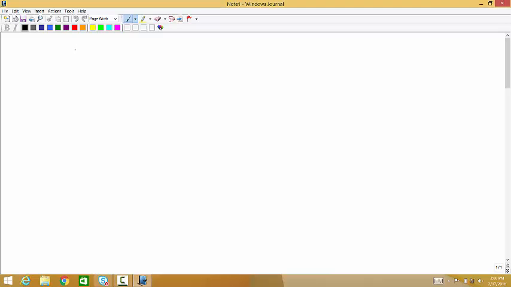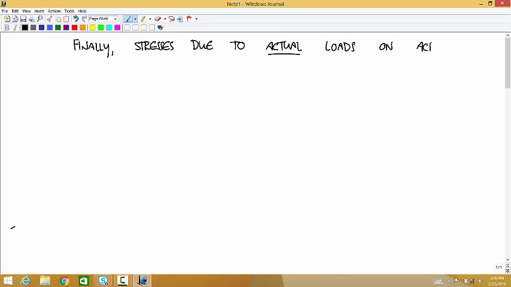So now finally, we're going to get to stresses due to actual loads on actual objects, and that's going to be most of the rest of this class.